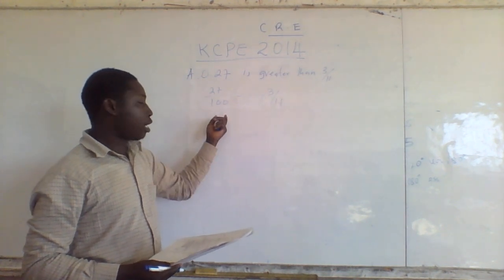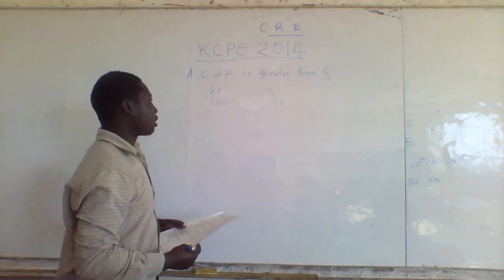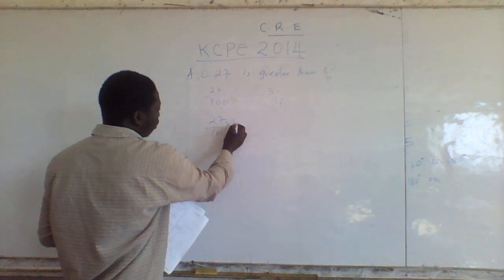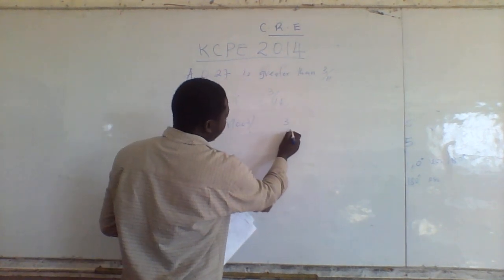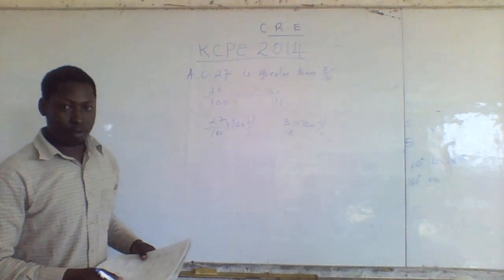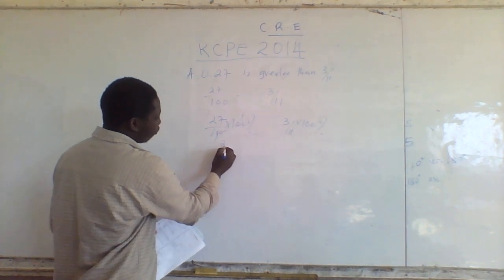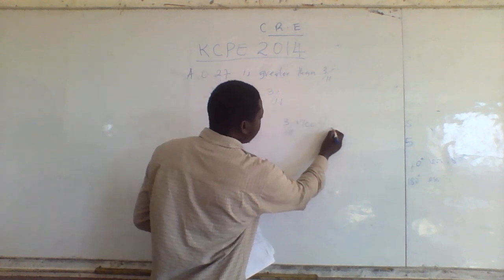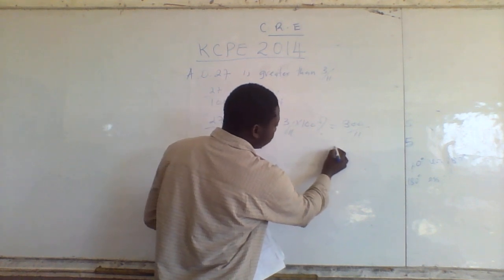We can use the LCM or we use the percentage. If we use the percentage, this will be 27/100 times 100%, and this one will be 3 over 11 times 100%. We are converting using the percentage. This will be 27%, and this one will be 300 over 11, whereby we shall go for long division.